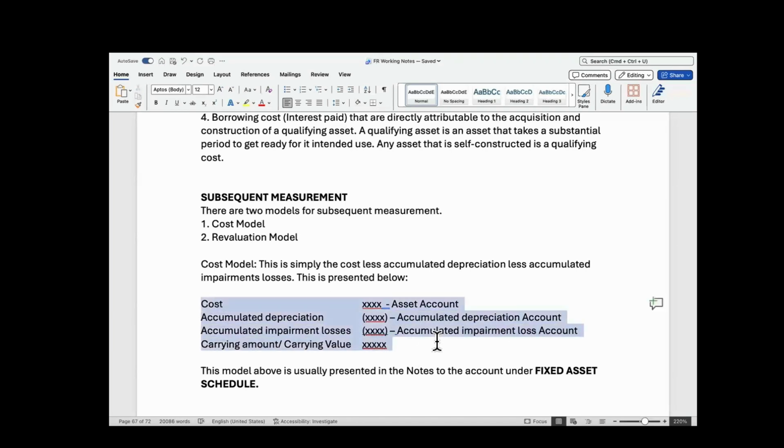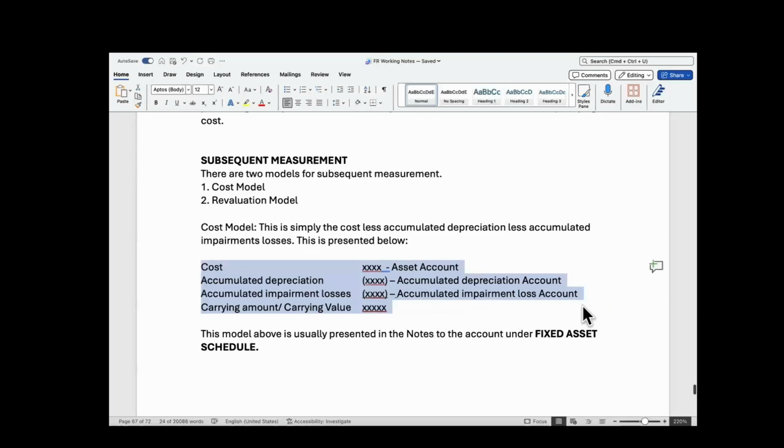This formula itself, these workings, is done in a fixed asset schedule. And this is exactly how it's presented, as I've presented it to you. I'll still give you further details later. It's really not more than that.